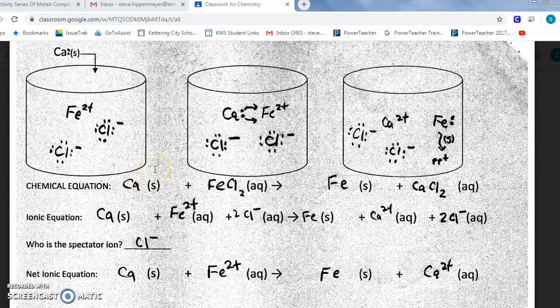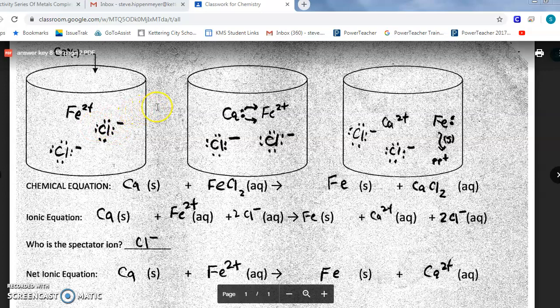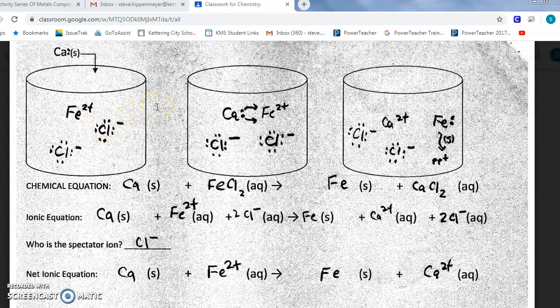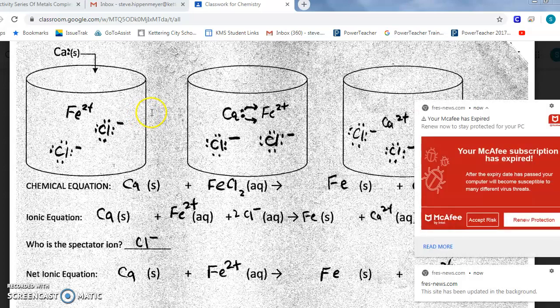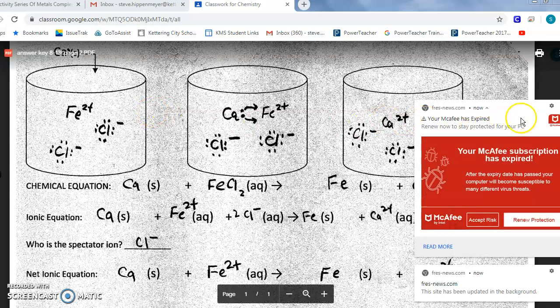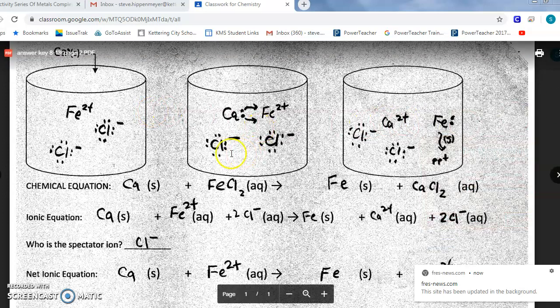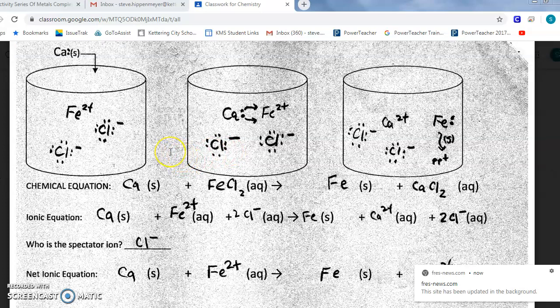In this particular reaction, calcium metal is going to be dropped into a solution containing iron 2 chloride. Remember, a solution means that the FeCl2 started out as a salt and was pulled apart by the aqueous solution. Water can pull apart the salt because water is partial positive, partial negative, which will allow it to attract and pull apart the ions in the salt crystal.